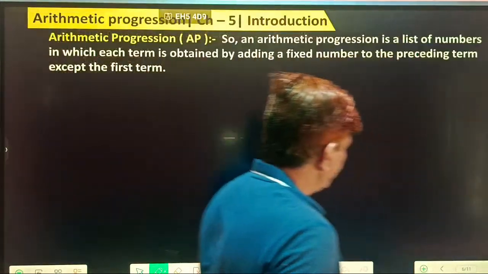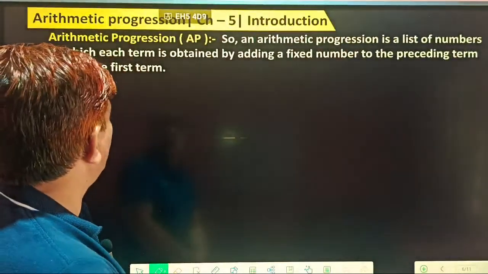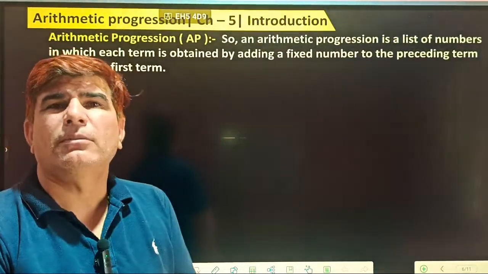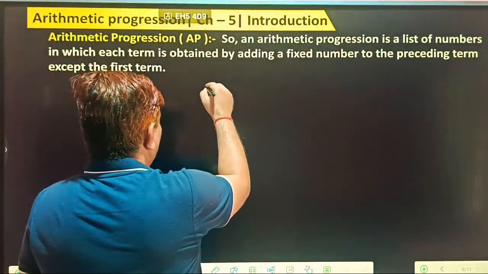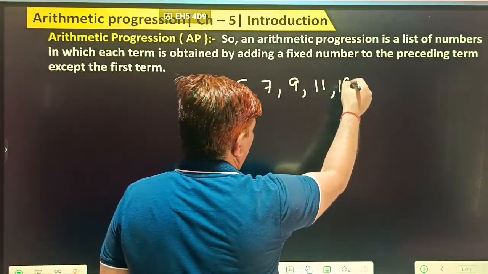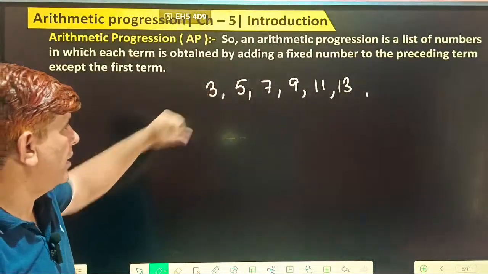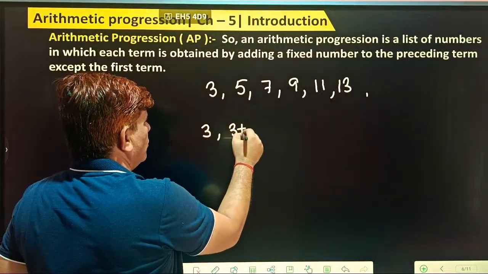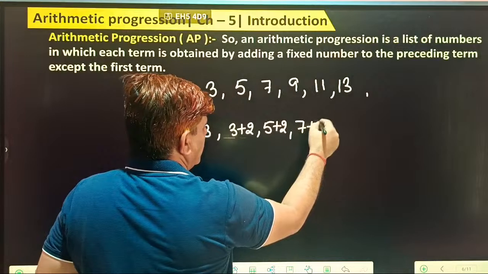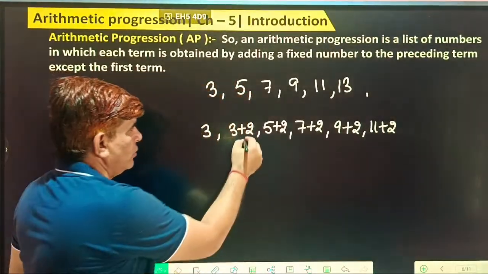So we have to check next. So what's the definition of arithmetic progression? It is a list of numbers in which each term is obtained by adding a fixed number to the preceding term, except the first term. What's its meaning? 3, 5, 7, 9, 11. About the first term we don't know how much was added to it, but after this we can write 3 plus 2, 5 plus 2, 7 plus 2, 9 plus 2, 11 plus 2. What's common? 2.